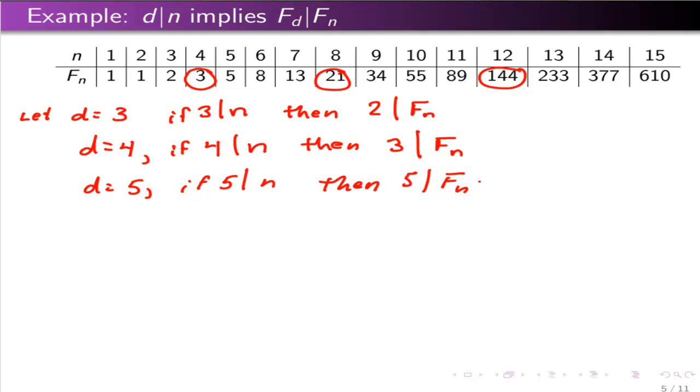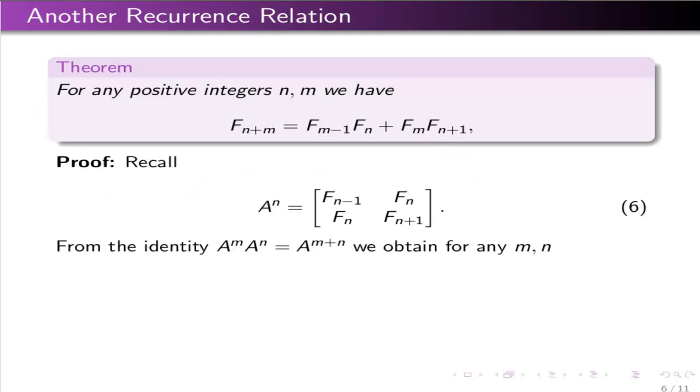5 is a divisor of every fifth Fibonacci number, so F10, there's 55, F15, 610, and so on. So that's the idea of this result. Okay, here's the recurrence that I mentioned we were going to derive.